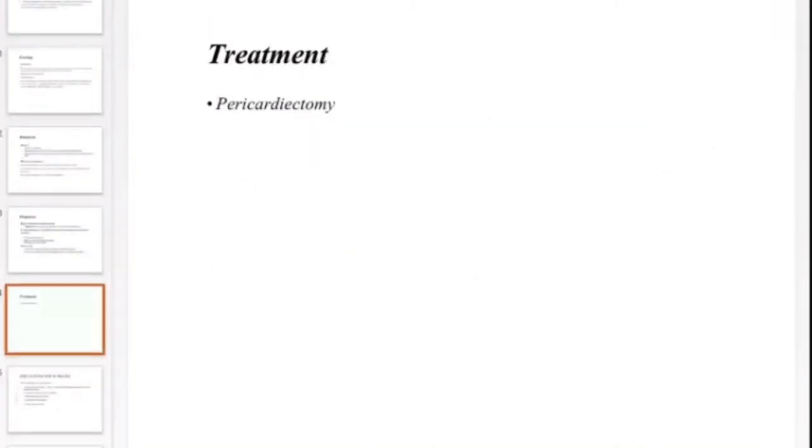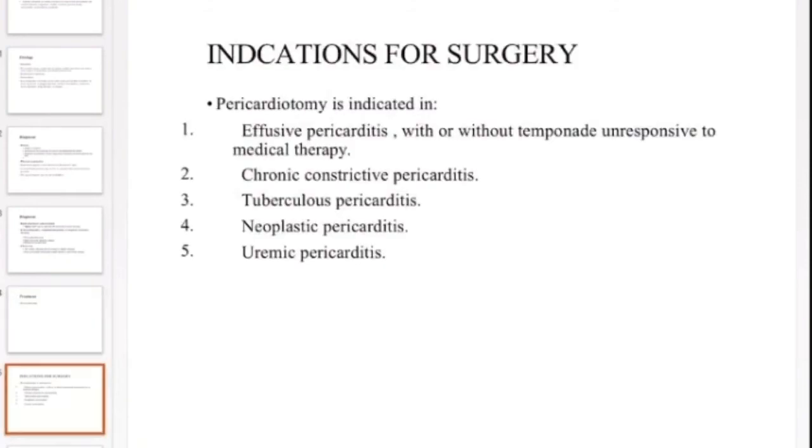Treatment is pericardiectomy, removal of the pericardium. Indications for surgery: first of all, pericardiectomy is indicated if there is an effusive pericarditis, with or without tamponade, that does not respond to medical therapy, chronic constrictive pericarditis, tuberculous pericarditis, or neoplastic or uremic pericarditis.